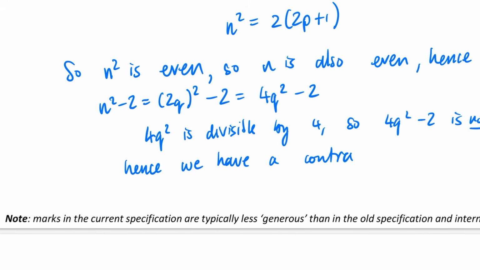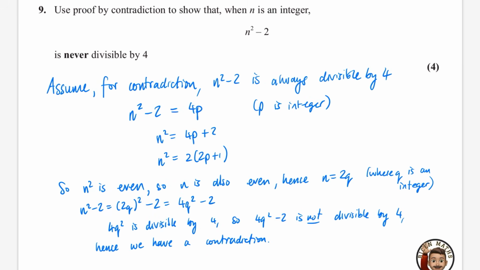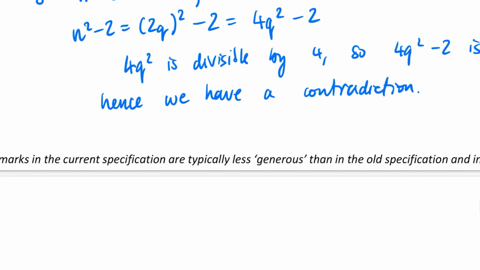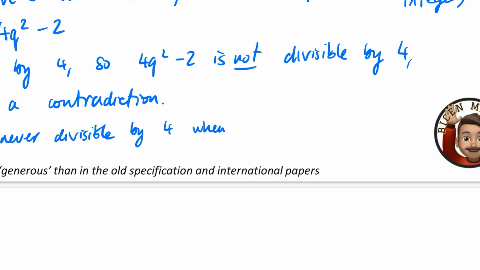And then we do need to do a conclusion statement here. So we can say that therefore n squared minus 2 is never divisible by 4 when n is an integer.